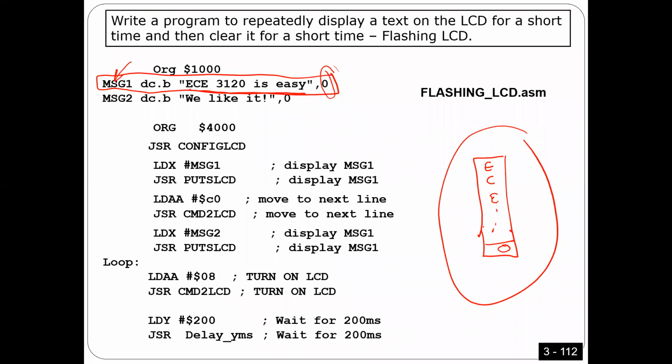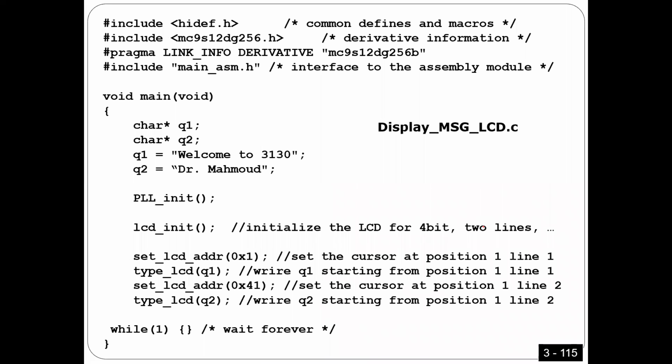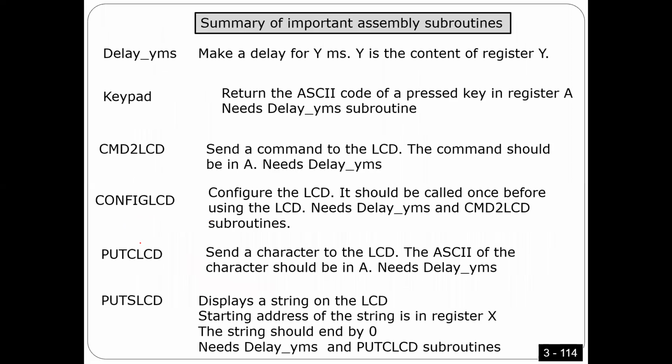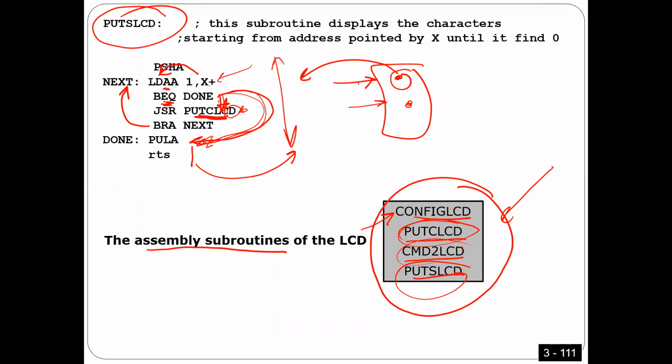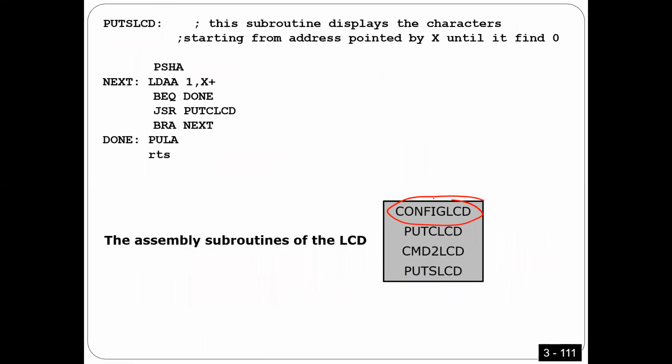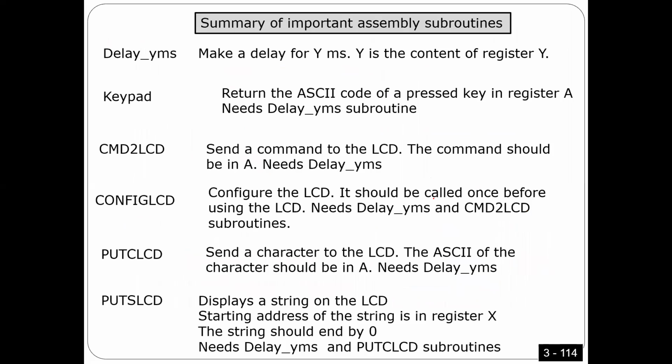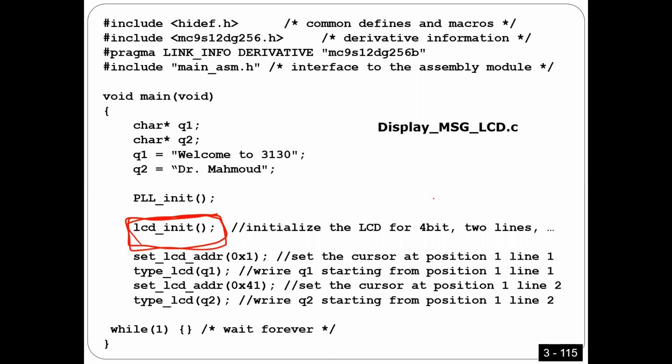Now let's move to C language. For C language, similar to what we did before, we have a number of subroutines. We just use these subroutines. So I'm going to teach the subroutines now. The first subroutine is called LCD initialization. You have to do this one only one time. This is exactly similar to configuration here. In assembly, we call it configuration LCD. Here we call it LCD initialization. It's exactly the same thing.